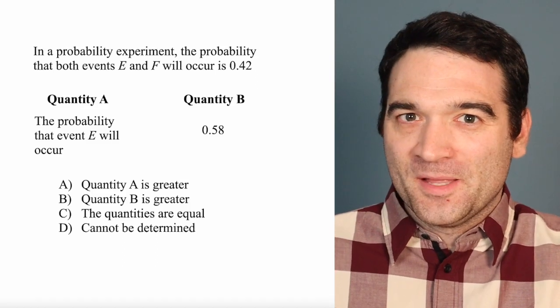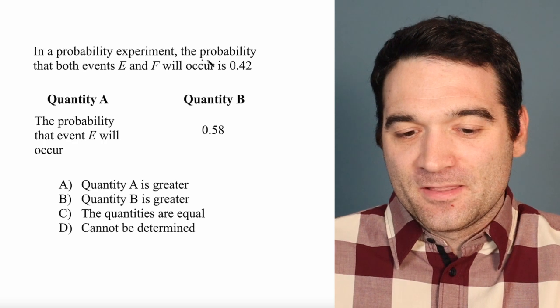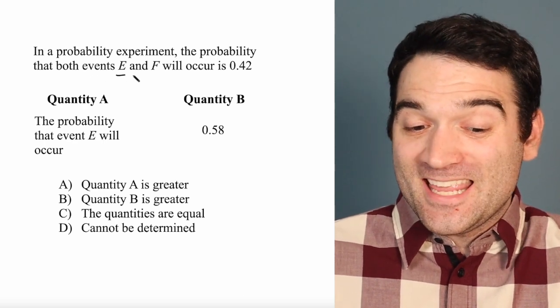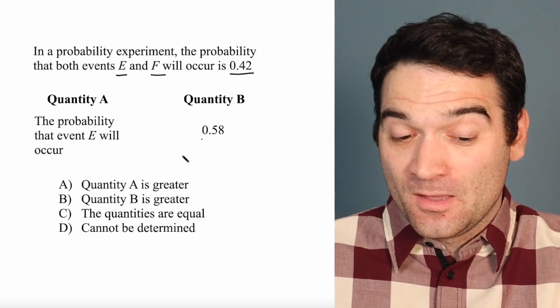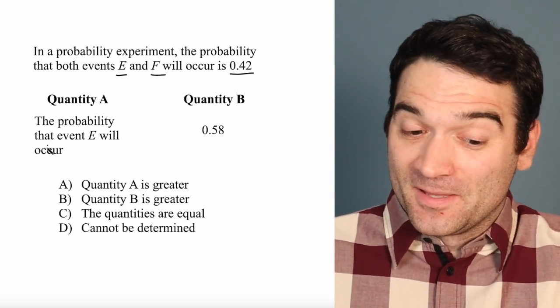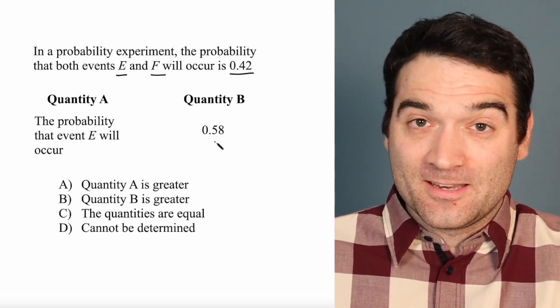Here's a GRE probability question. Let's take a look. In a probability experiment, the probability that both events E and F will occur is 0.42. So we want to know what's greater, the probability that event E will occur or 0.58.